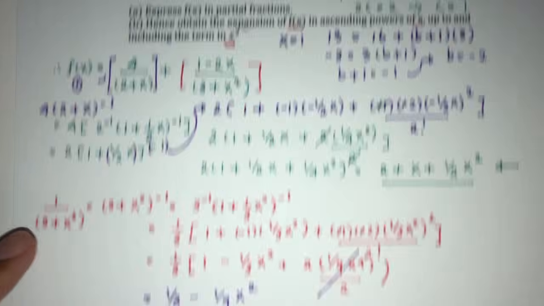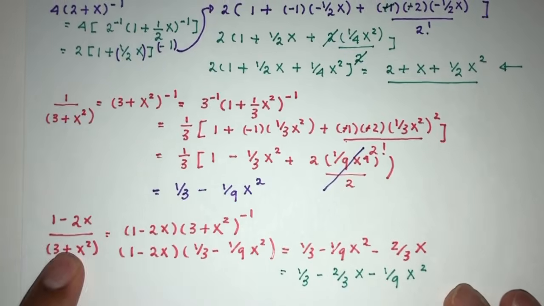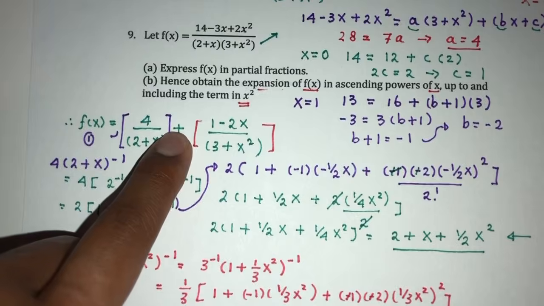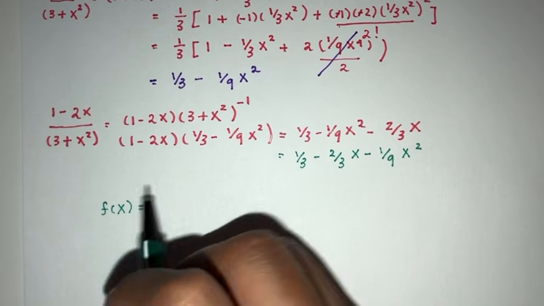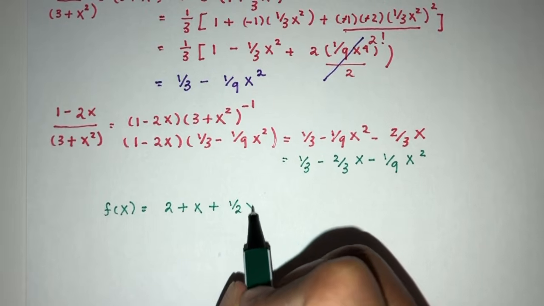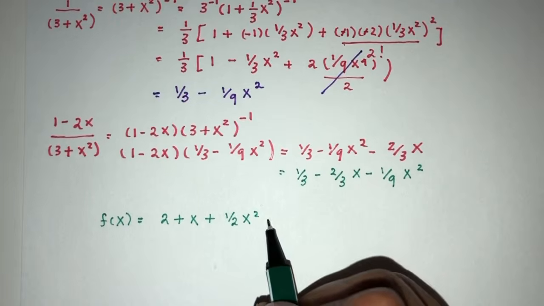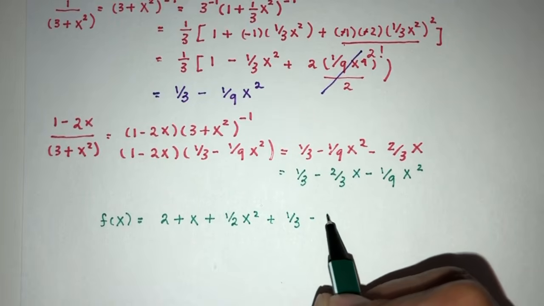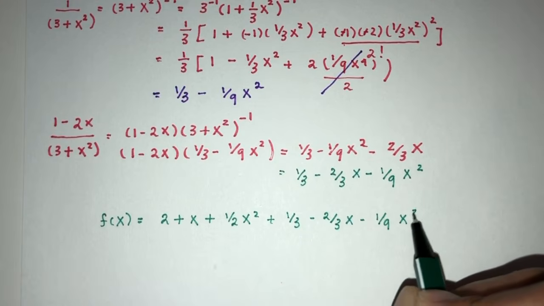Okay, so we have this one, which is this, and we have this one, which is this. We have to add them together, right? So let's see. f of x will be what? Will be 2 plus x plus half x squared. That is the first one, right? This one. And we have to add this one. That will be 1 over 3 minus 2 over 3 x minus 1 over 9 x squared.